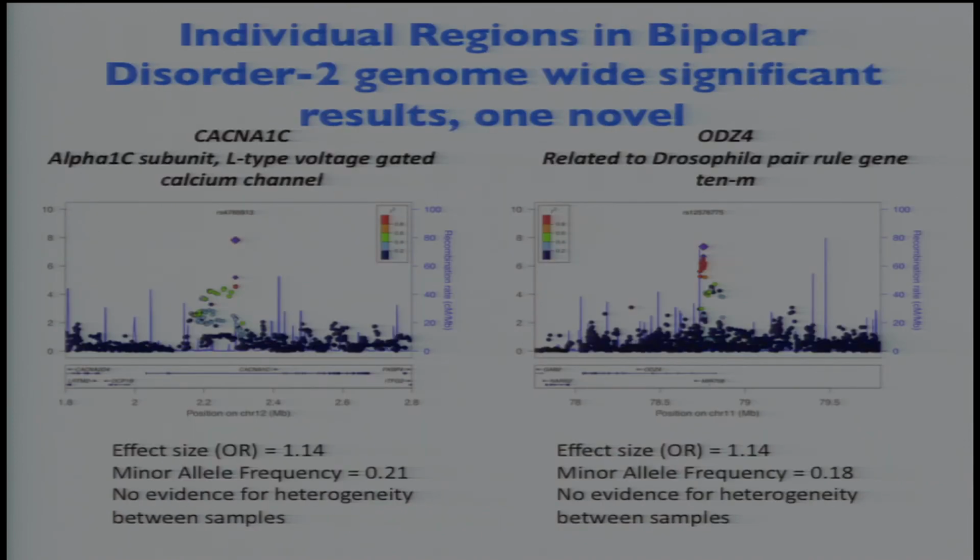For bipolar disorder, there were 2 results. One that had been sort of nudging its way up, the L-type voltage-gated calcium channel, and ODZ4, which is related to a Drosophila pair-rule gene. For all of these findings, there's consistency across. They're mostly all common variants. The principle is the same as for any other disease with complex genetics that's been looked at. That is that the effect sizes for each of these individually is relatively small.